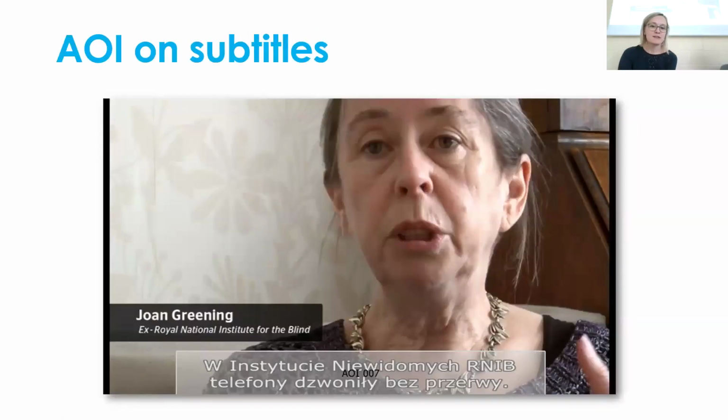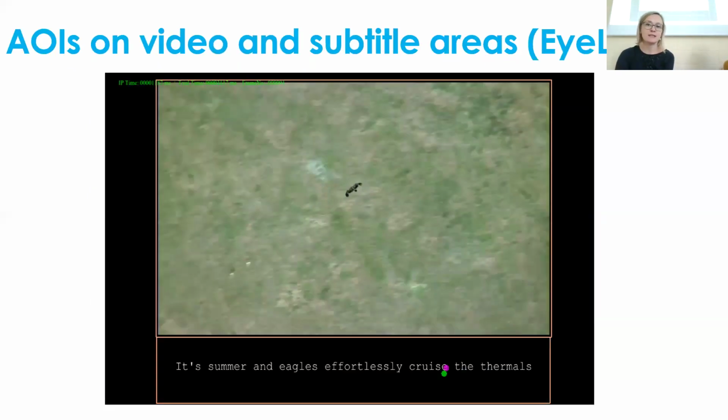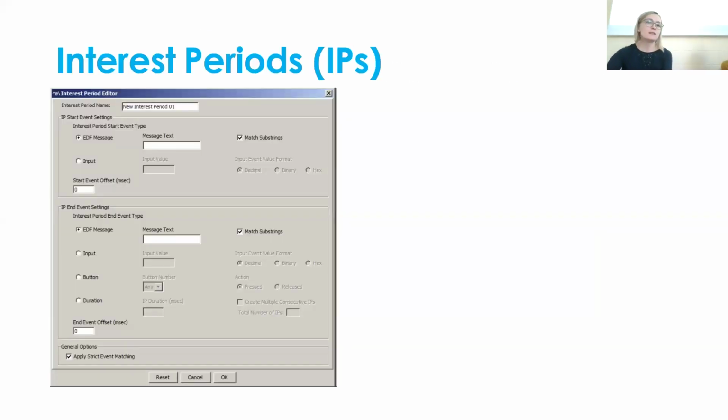Okay, some more examples, area of interest on subtitles. This is with SMI where we have to draw everything manually, including single words. So we don't use this system now to study reading with subtitles. You can have those areas of interest, not word-based, but you can have an entire subtitle or the video. Again, depends what you're interested in, what you want to find out. There are different options. And this is a window from iLink where you define interest periods. You need to say for each interest period when it starts, and it can be based on some messages or time periods, etc.